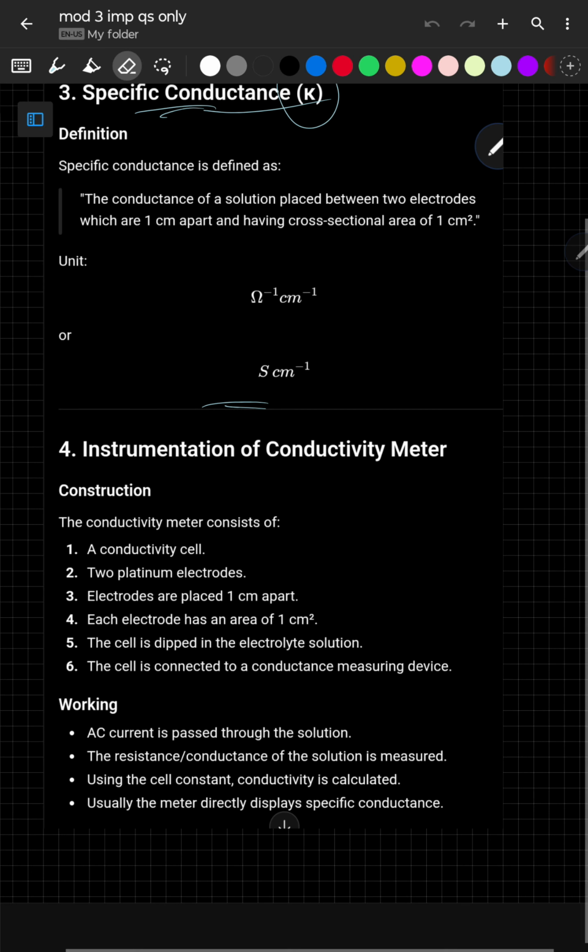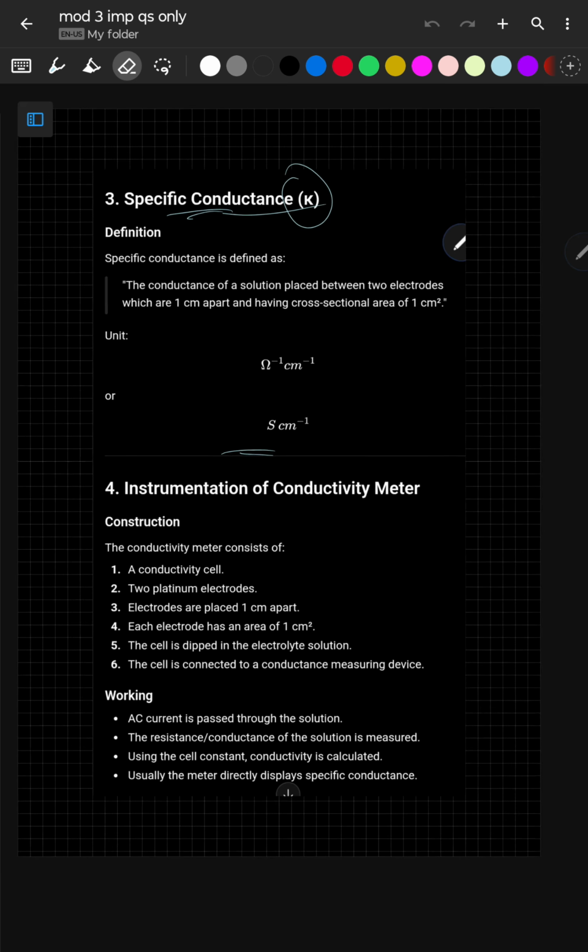Okay. So usually the meter directly displays the specific conductance. Current is passed, conductance or resistance is measured. Using cell constant, we can measure the conductivity. Usually the meter shows the conductivity directly. That's it. Very simple. Instrumentation also done.